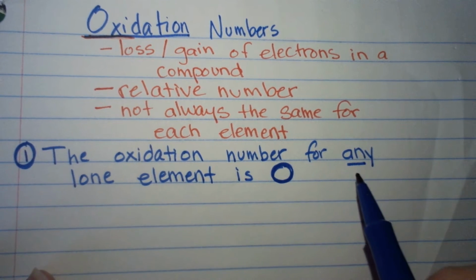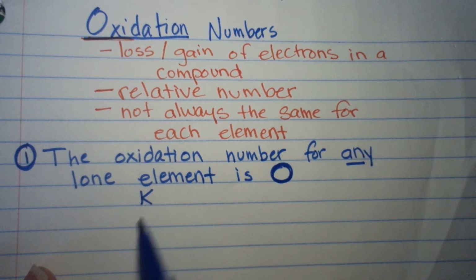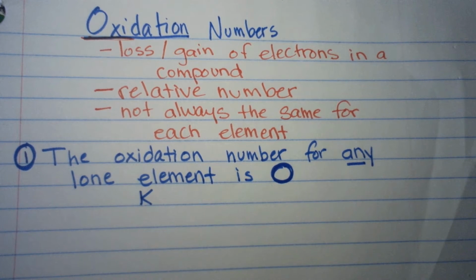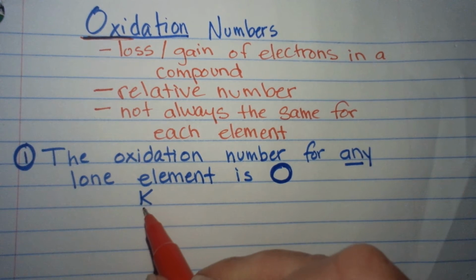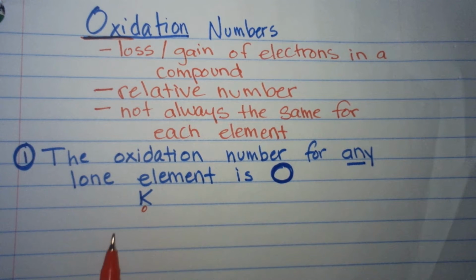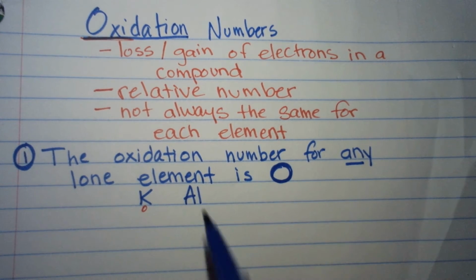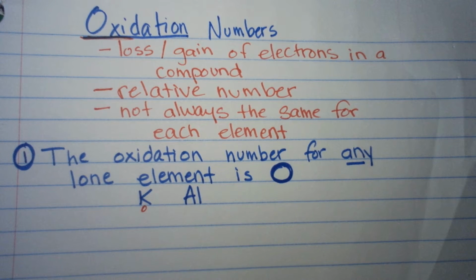So let's think through that. If I have potassium hanging out in elemental form, its oxidation number is going to be 0 because it hasn't lost or gained any electrons in the compound. It is completely equal in electronegativity. It's not going to steal any electrons from its neighbor because they're all the same. Same thing if I have aluminum. That seems obvious, right? It's elemental, oxidation number of 0.